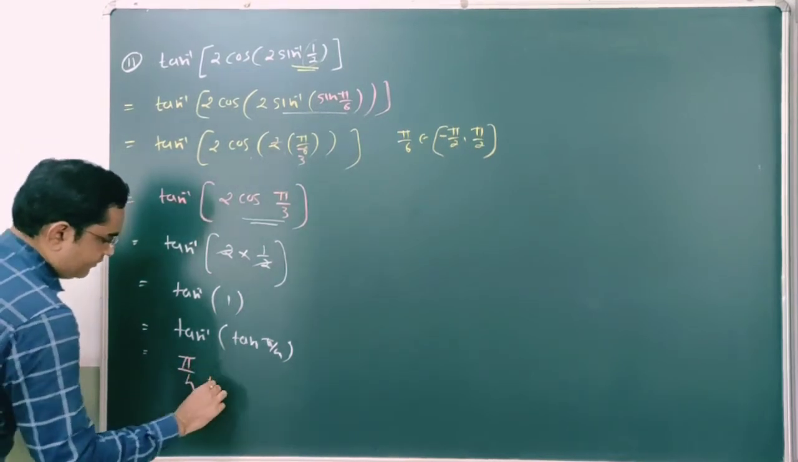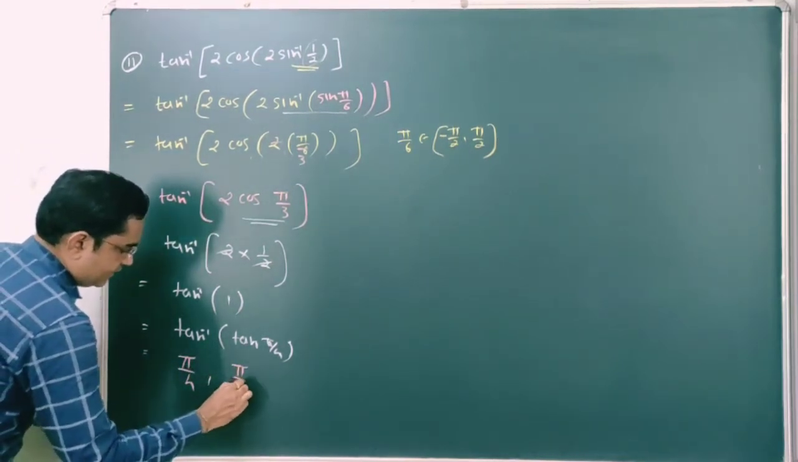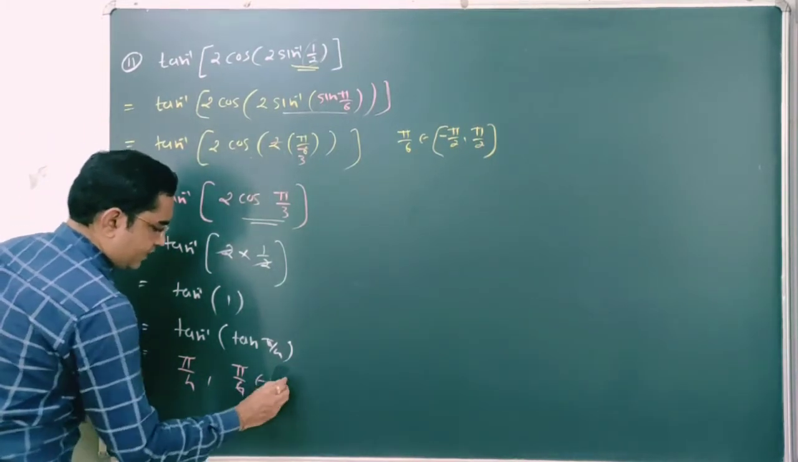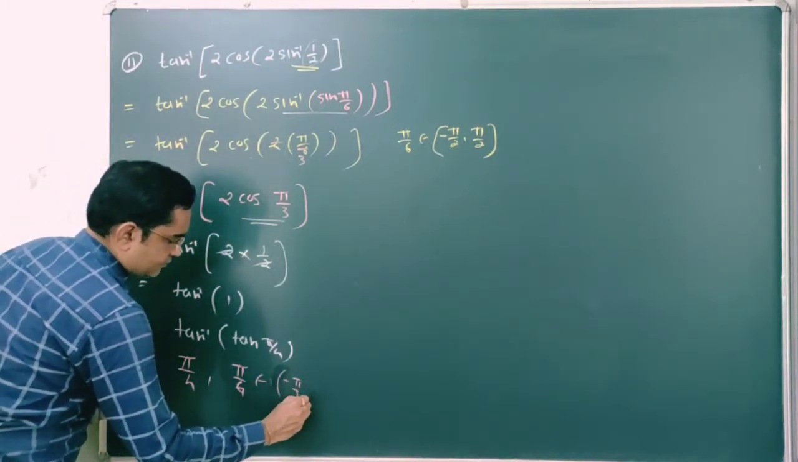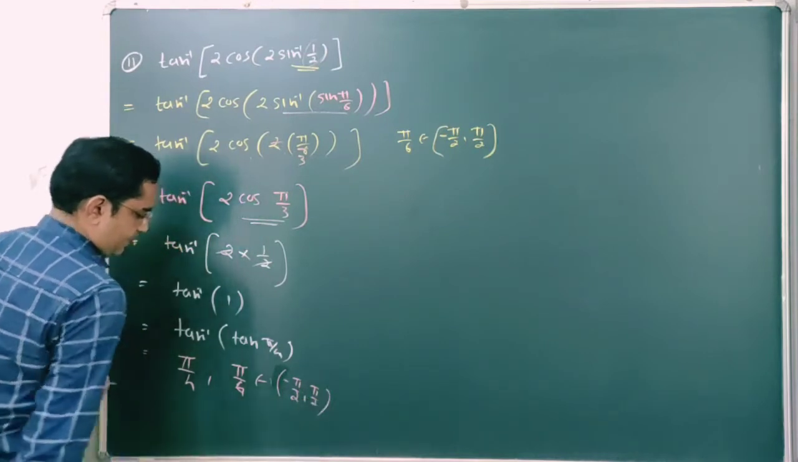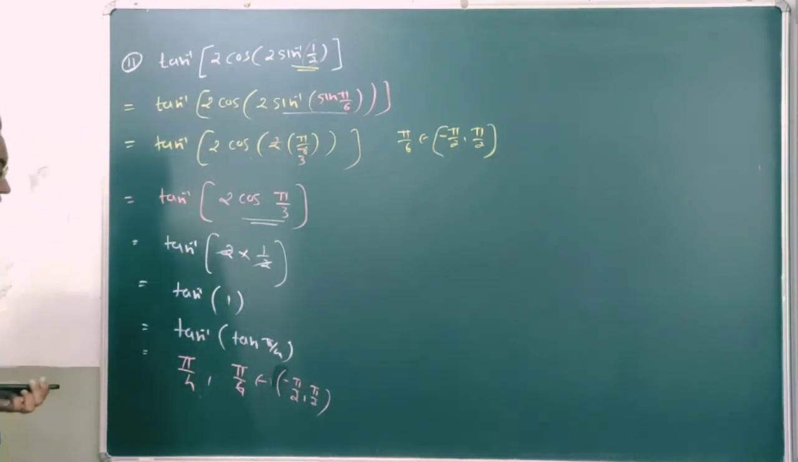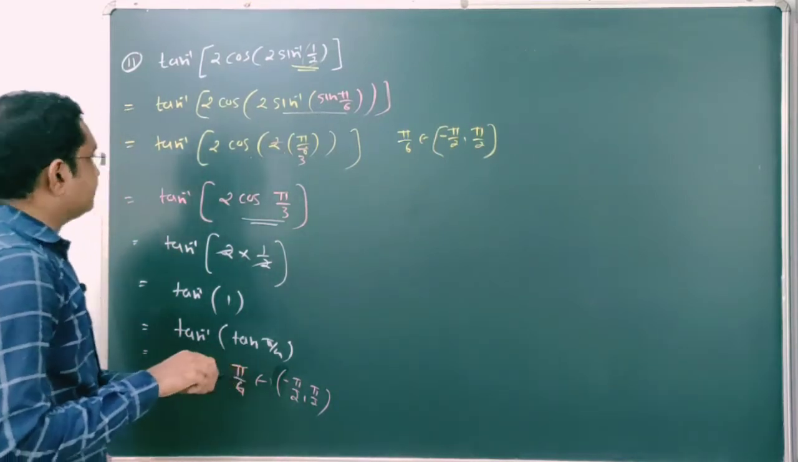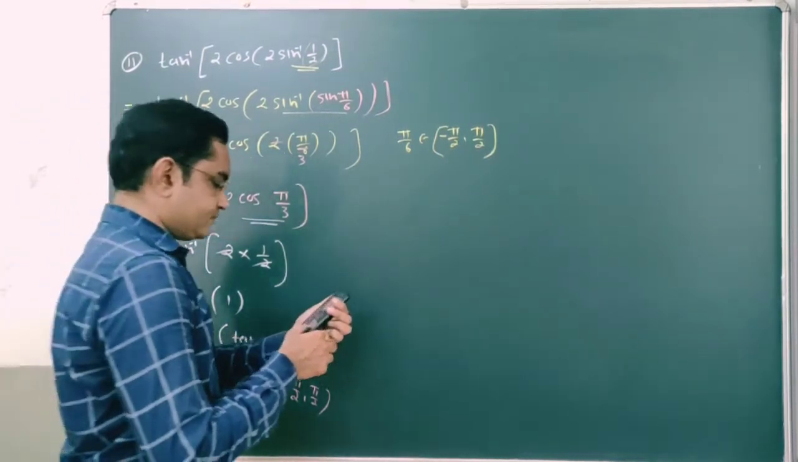This is equal to pi by 4, because we can say this pi by 4 lies in the principal range of tan inverse, which is the open interval minus pi by 2 to plus pi by 2. So the simplest form of this given inverse trigonometric ratio is pi by 4. Clear, friends? Very good question.